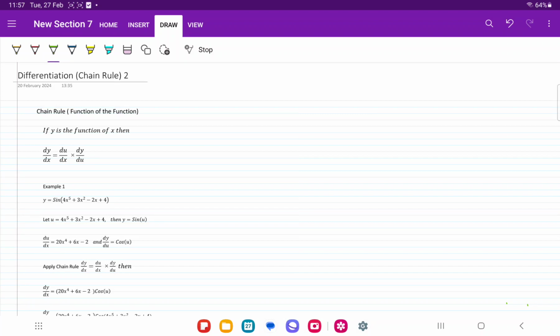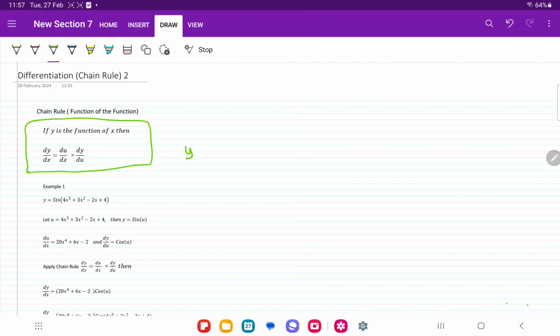So if y is a function of x, then dy by dx is equal to du by dx multiplied by dy by du. That's the definition of the chain rule. The first example that we're going to look at today is a trigonometric function.